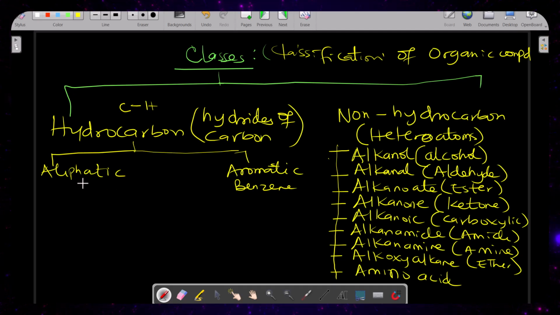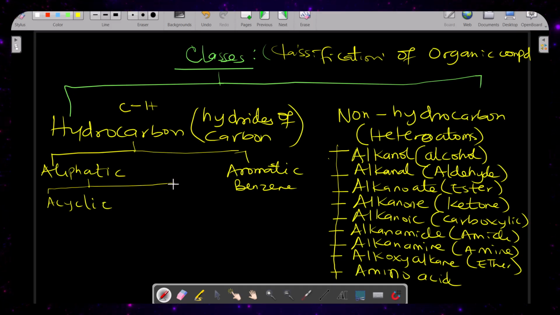Then under the aliphatic, I'm going to divide it into two. I'm going to have the acyclic, those of them that are straight chain. That is what I mean by the acyclic. And I'm also going to have what we call the cyclic hydrocarbons, those of them that form a ring.